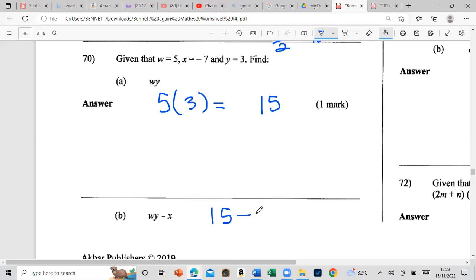Alright. The wy, minus x, so that's minus negative 7. So both of them are negative in the middle. When we have negative like this right here, it becomes a positive. So it will be 15 plus 7, which works out to 22. Just add it and that's it.